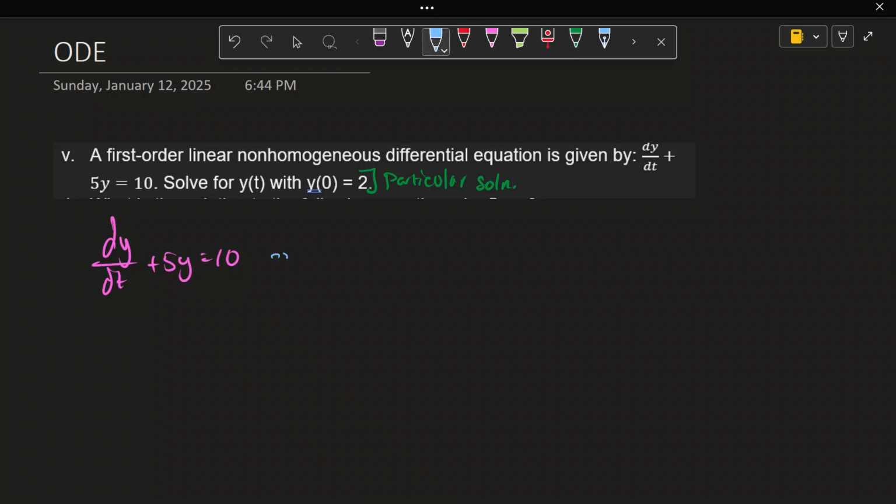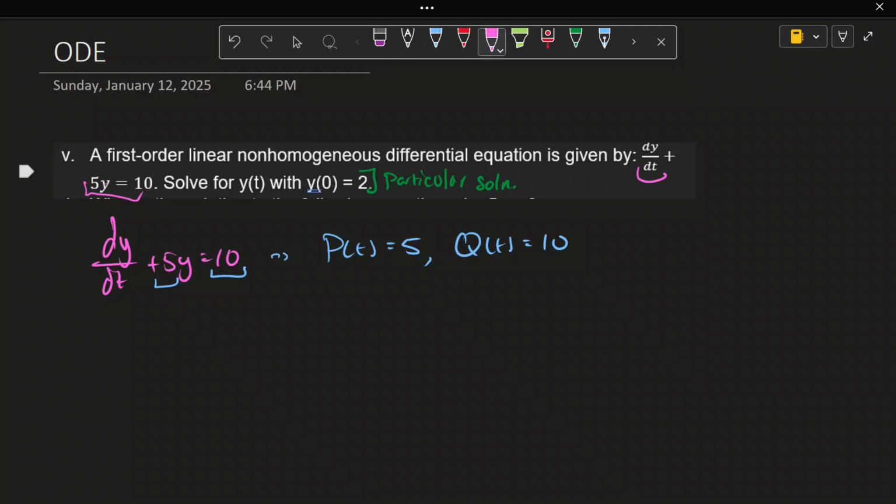So the way we solve this is we have to identify p of t, which is 5, the value multiplied by y, and q of t, which is 10, the value on the right. Thankfully it's already in the form, but sometimes you won't get it so nicely, and you'll just have to rewrite it into this form.